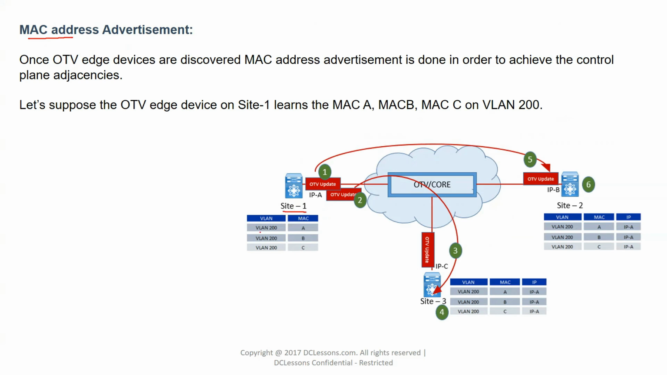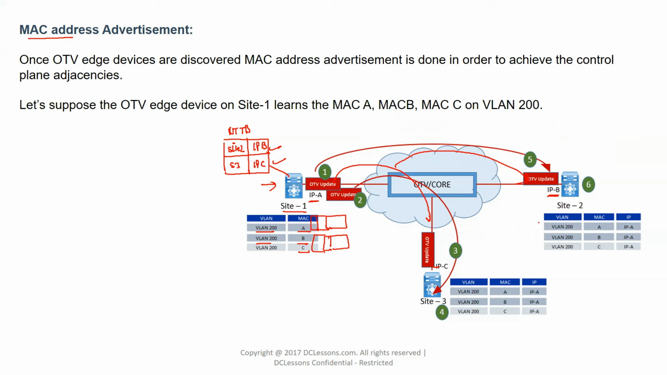Now once the adjacency is created, let's see how the MAC table advertisement is done. So let's see that at site 1, again at VLAN 200, I have 3 computers connected. The site 1 edge device will populate its MAC address table. Now it will see its neighbor table. So let's suppose I have this neighbor table, right, where it says that site 2 I can reach via IPB, and site 3 I can reach via IPC. So what site 1 will do, it will create 2 OTV updates, right, because I have 2 sites as my neighbors. These OTV updates will have source IP IPA and destination IP IPB. Again, the source IP IPA and destination IP is IPC, and these OTV updates are then unicast routed, right, to site 2 and site 3.